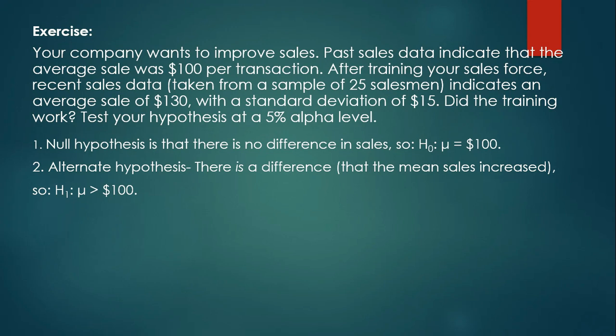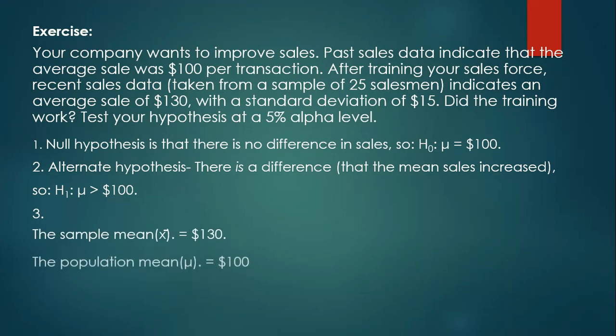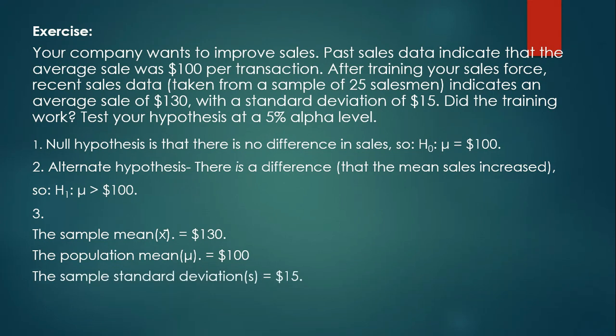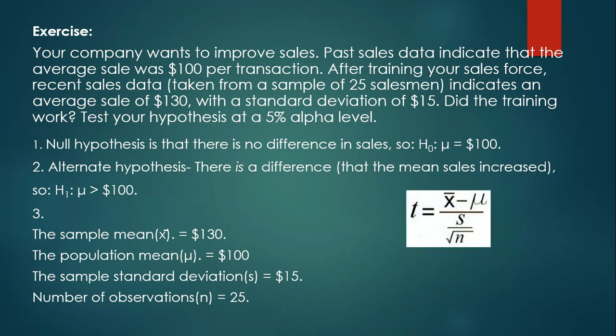It states that there is a difference in the sales. That means the sale is increased. Next step, we have to identify the values from the given question. Here, the sample mean is 130, population mean is 100, sample standard deviation is 15, and number of the observations are 25. Then we have to apply it into the formula which is given.